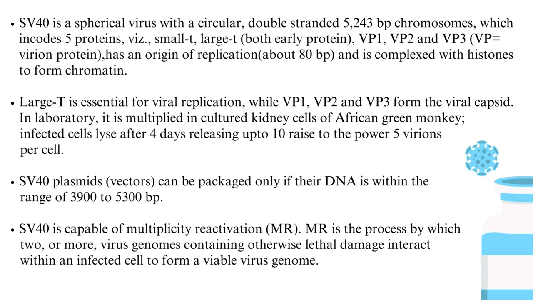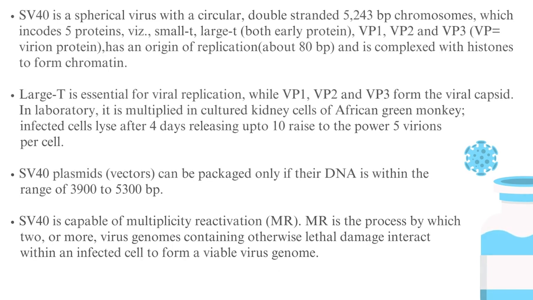In the laboratory, it is multiplied in cultured kidney cells of the African green monkey. Infected cells lyse after 4 days, releasing up to 10 raised to the power 5 virions per cell. SV40 plasmids can be packaged only if their DNA is within the range of 3,900 to 5,300 base pairs. SV40 is capable of multiplicity reactivation. Multiplicity reactivation is the process by which 2 or more virus genomes containing otherwise lethal damage interact within an infected cell to form a viable virus genome.